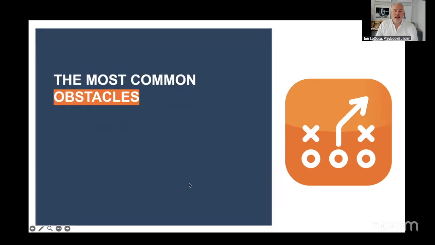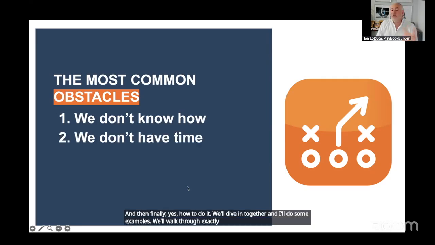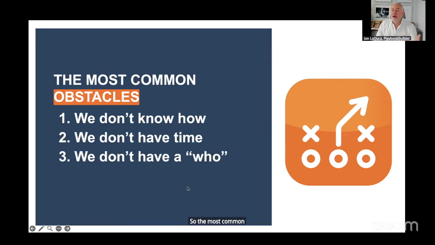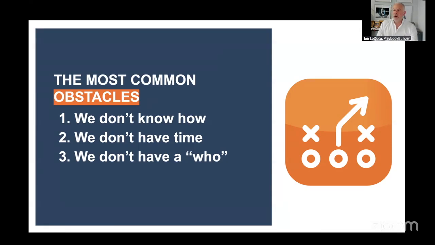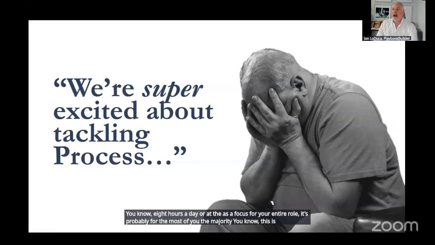So the most common obstacles I hear when I talk to folks on this topic: we don't know how to do process. We don't have time to do process. We don't have somebody who can tackle this. I want you to know I'm not talking over your head. I'm not speaking to you in the absence of awareness. I get your world. I know very few of you have the bandwidth to do this 8 hours a day, or as a focus for your entire role. For the majority of you, this is squeezed into a million other things that you have.